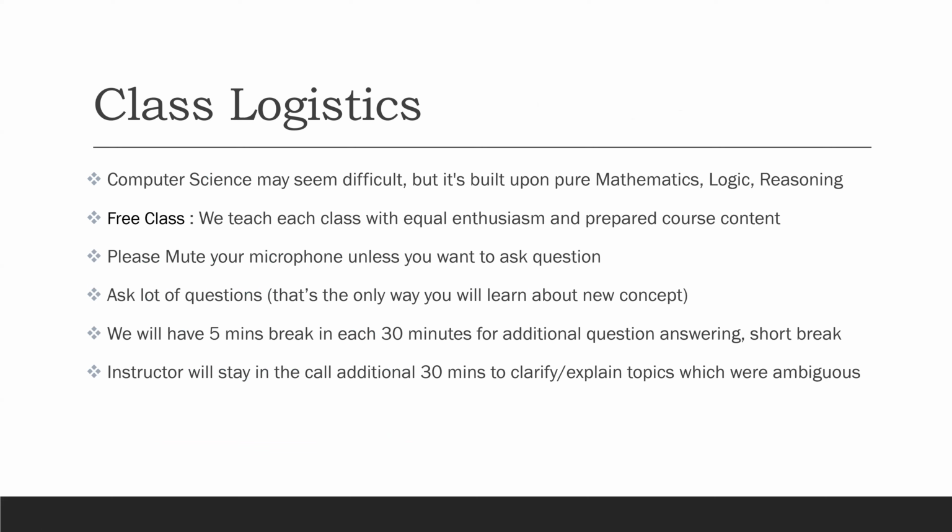So what about the class logistics? Computer science may seem difficult because there are so many things, right? But it's built upon pure mathematics, logic, and reasoning. So if you understand mathematics, how the number system works, how math actually works, and how logical reasoning works, computer science should not be as difficult a subject as it might seem.